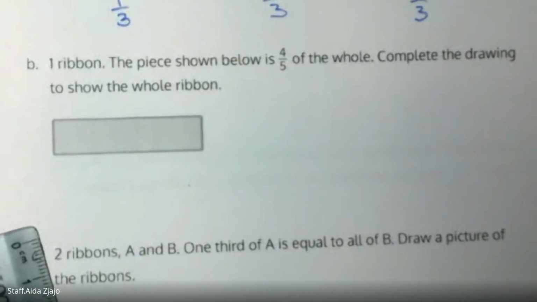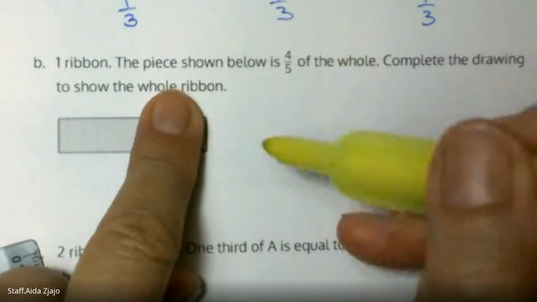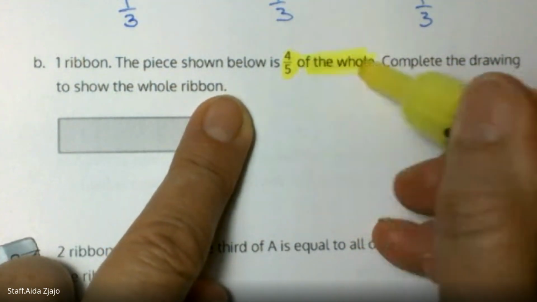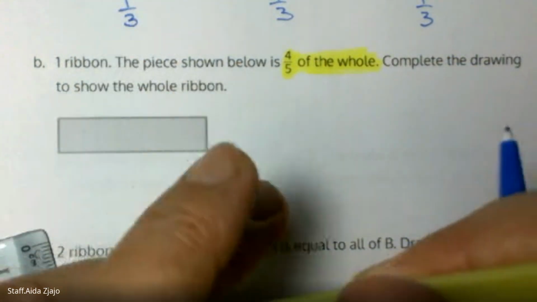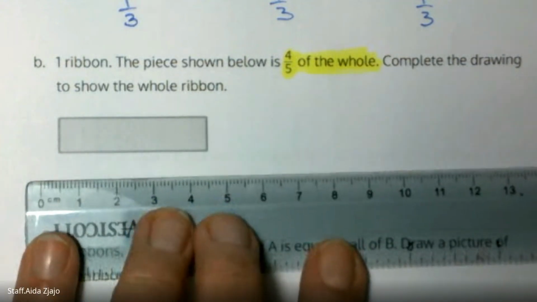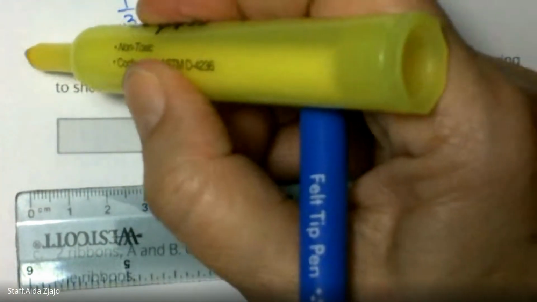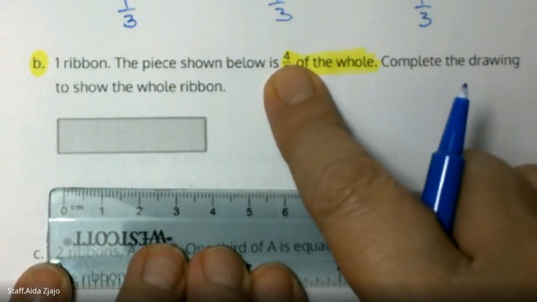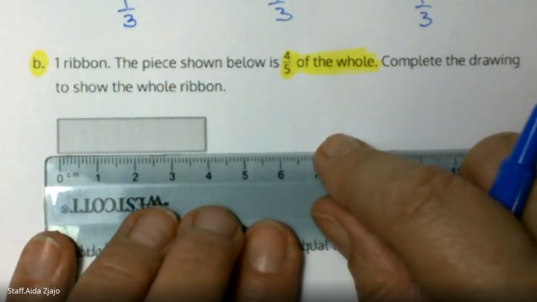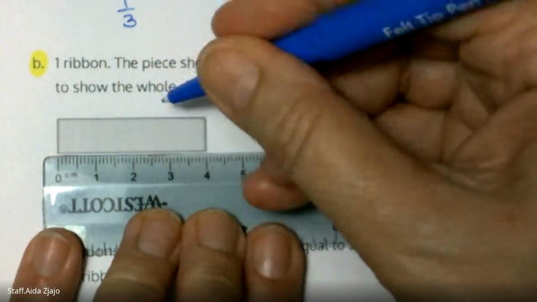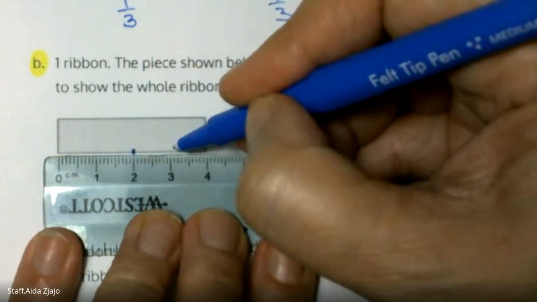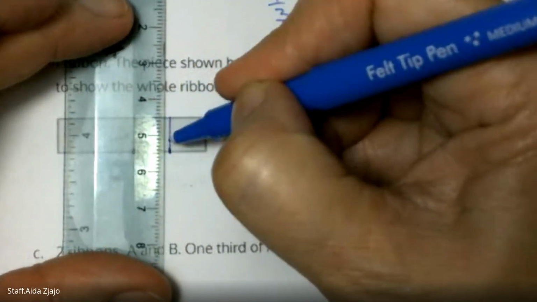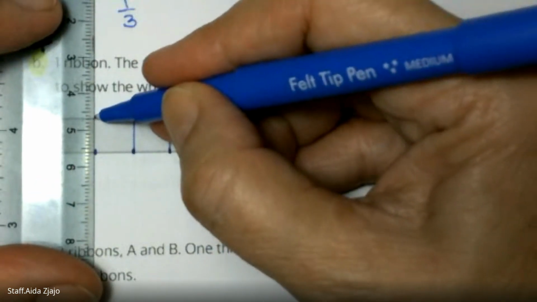Next. One ribbon. The piece shown below represents 4/5 of a whole. So 4 out of 5 pieces makes a whole. So this requires a little bit of thinking about how many pieces represent this part. So it says 4 pieces. So if I divide equally into 4, you can divide into half, and again each half in a half, and we will have 4 equivalent pieces.